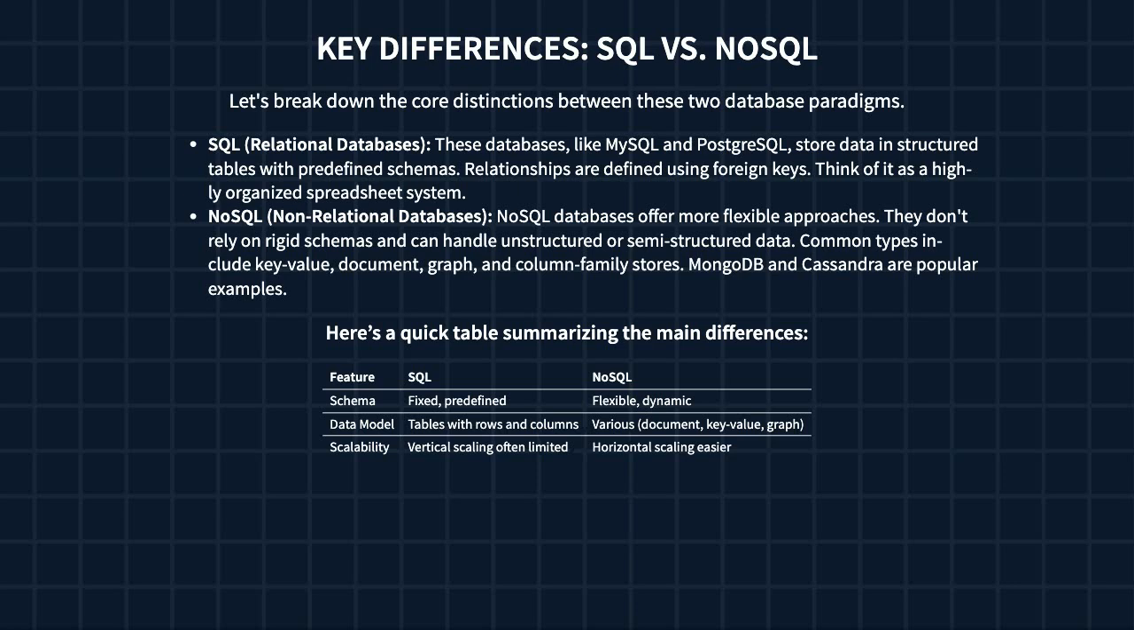On the other hand, NoSQL databases are much more flexible. They don't require a rigid structure beforehand and can handle all kinds of different types of information, things that aren't neatly organized in tables. They scale really well too, meaning they can easily handle huge amounts of data and lots of users. Think about it like this: SQL is great for structured data where relationships are important, while NoSQL excels when you need flexibility and scalability.